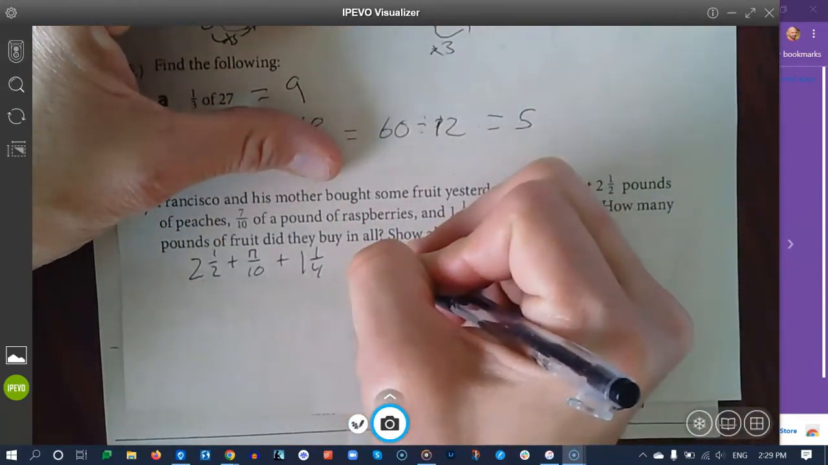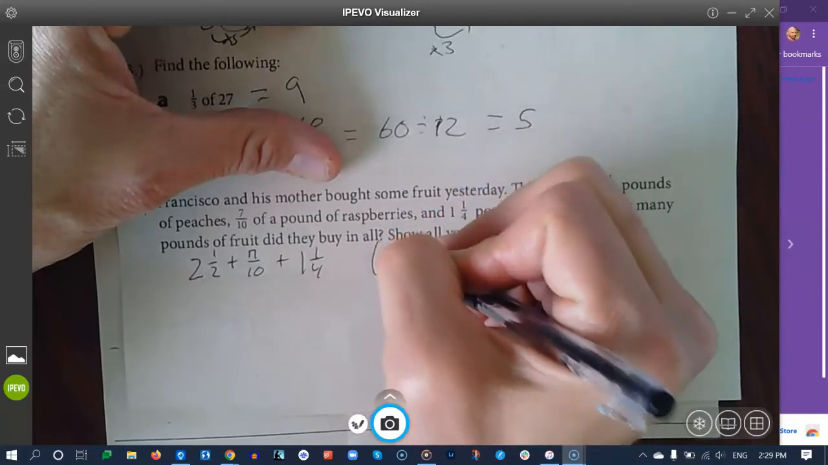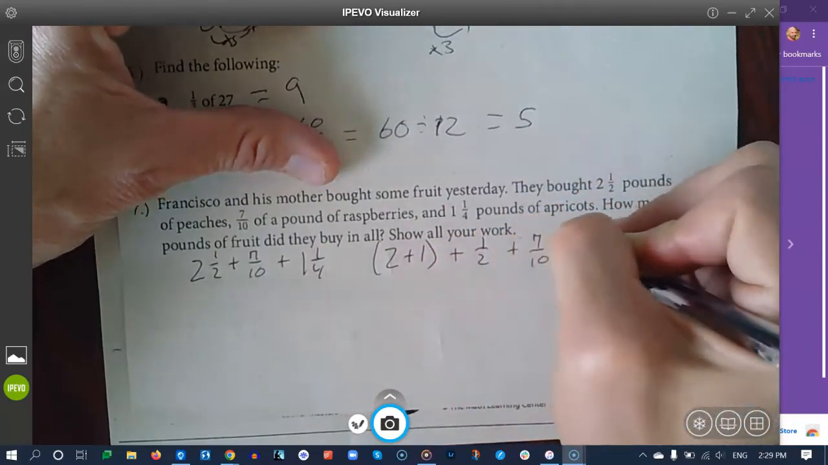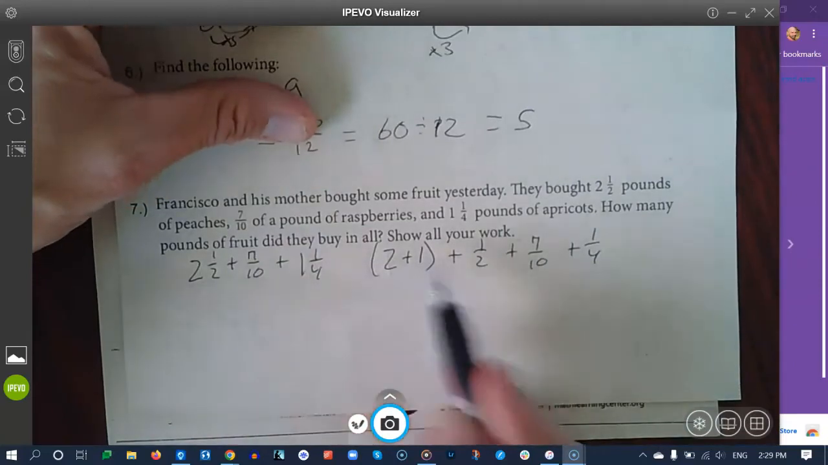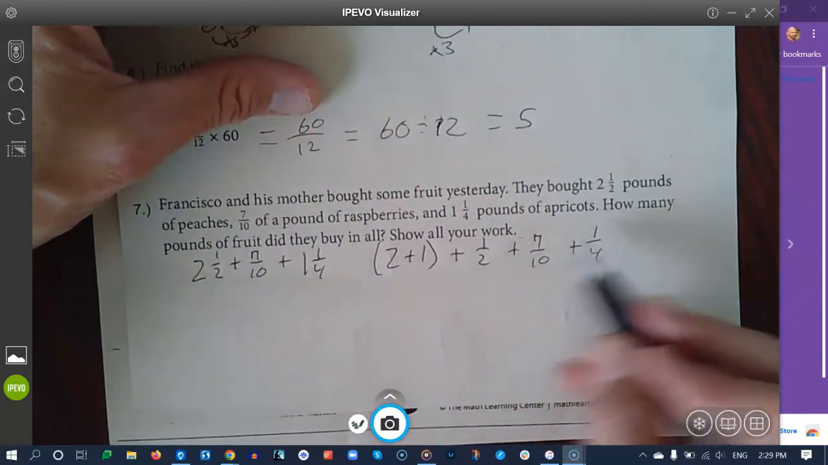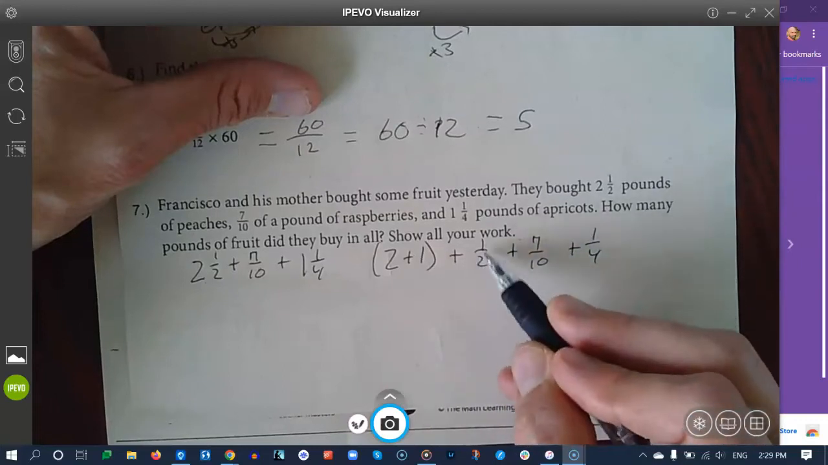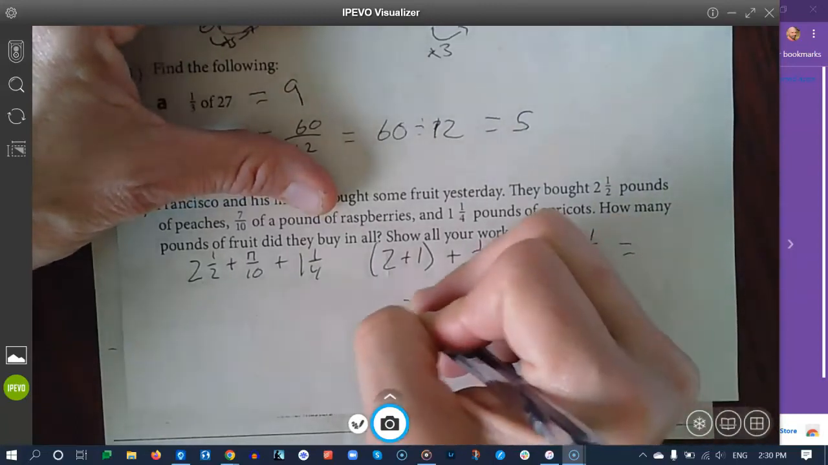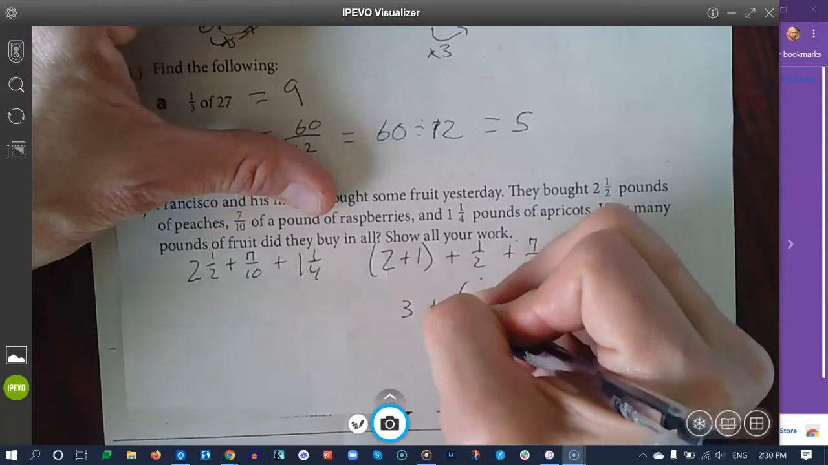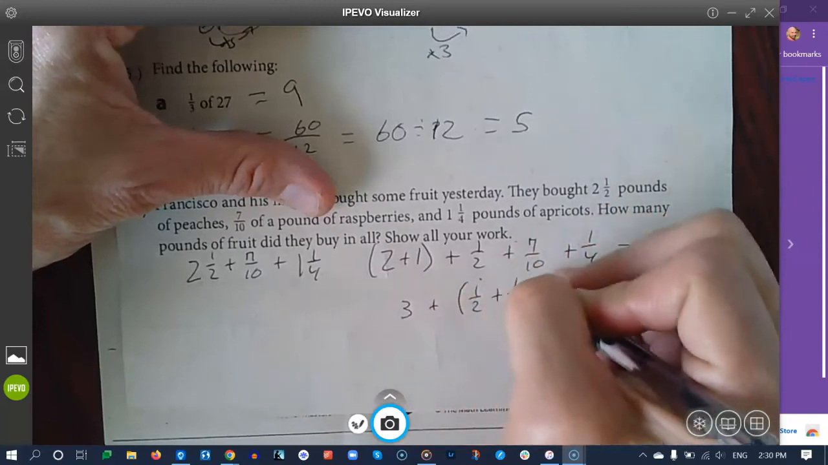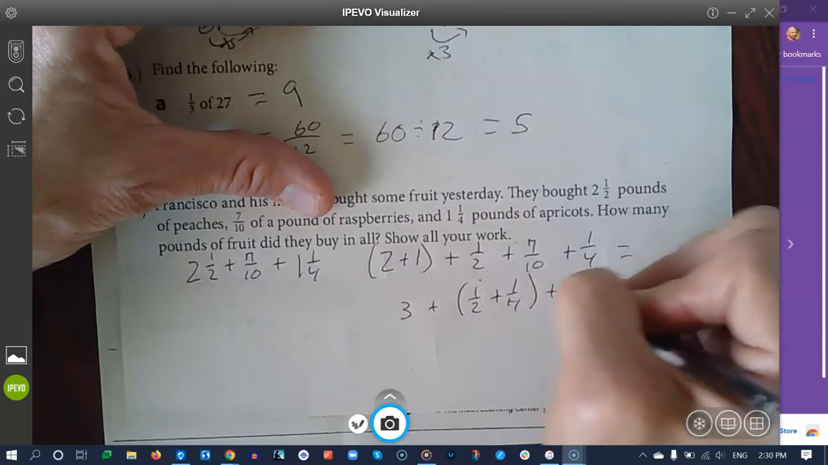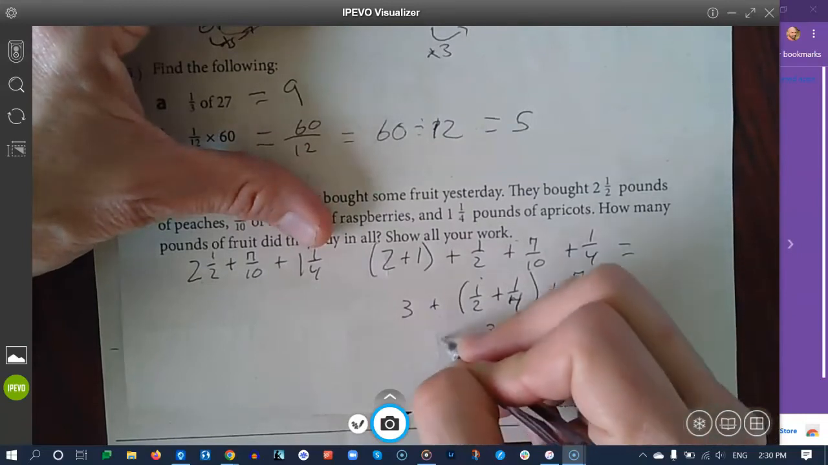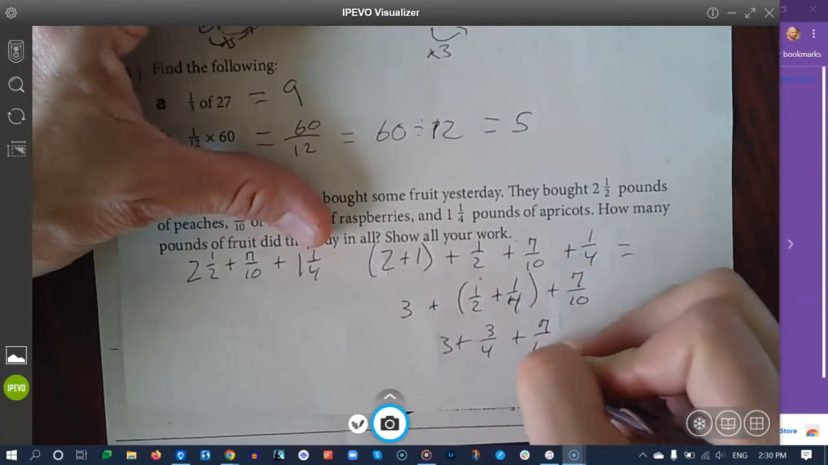I could say that this is 2 plus 1 plus 1/2 plus 7/10 plus 1/4. So I just took those whole numbers and grouped them together. So if I look at these, 2 would be the easiest ones to put together. So I can rewrite this as 3 plus 1/2 plus 1/4 plus 7/10. So this is 2/4 plus 1/4, that's 3/4. So we have 3 plus 3/4 plus 7/10.